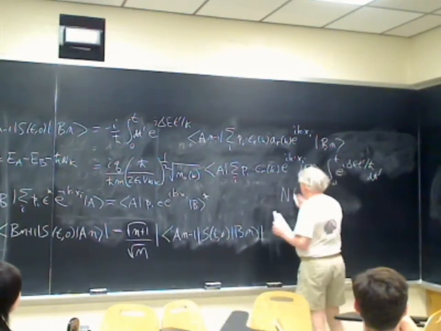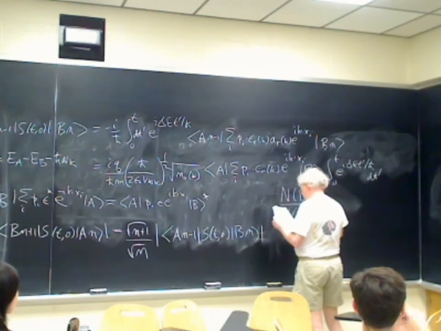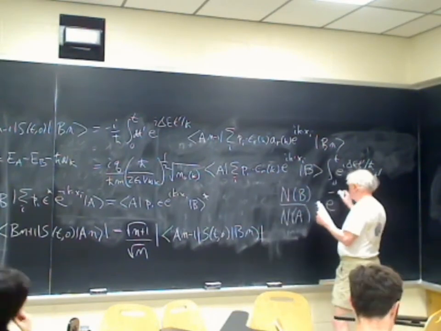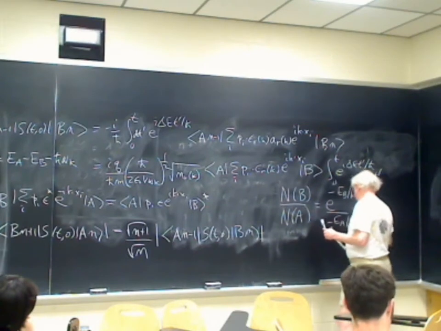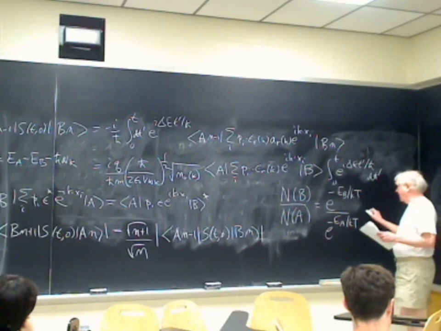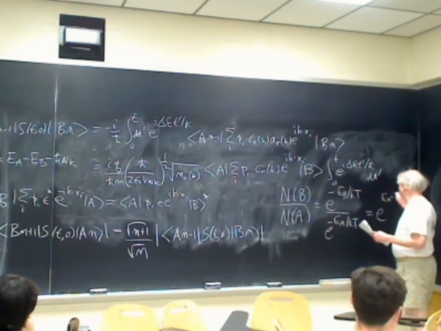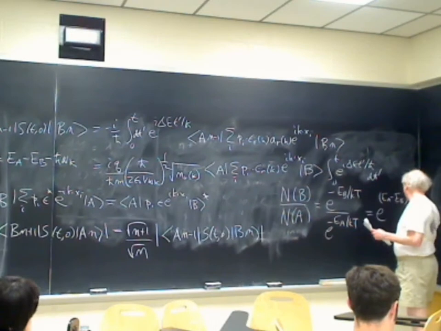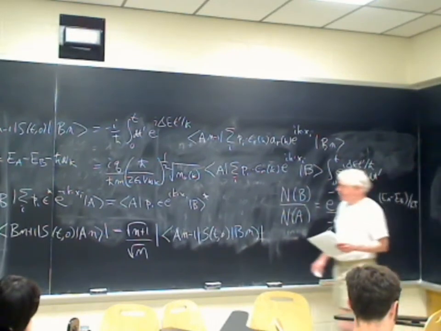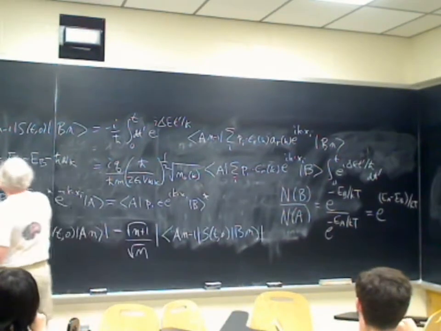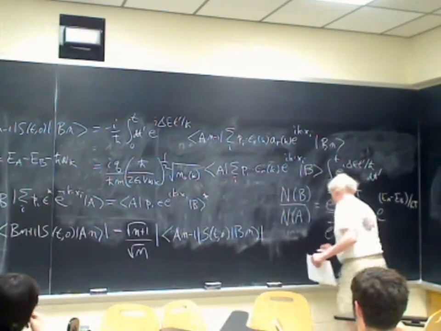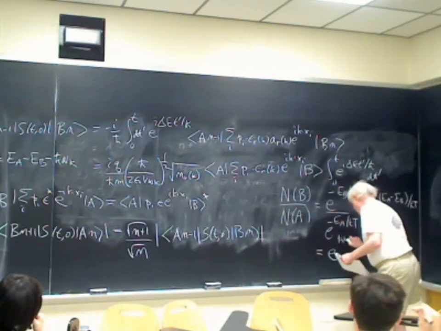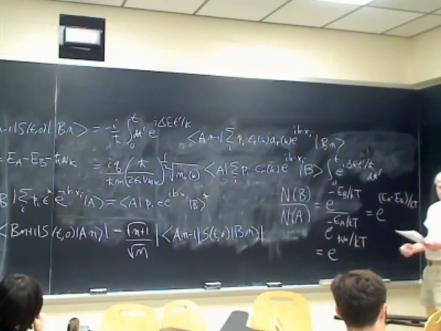So what is N_B, the number of atoms in state B, over the number of atoms in state A? Well, we expect this to be the Boltzmann distribution, e to the minus E_B over kT divided by e to the minus E_A over kT. And this is then e to the (E_A minus E_B) over kT. Now, what is E_A minus E_B? Well, delta E is enforced to be zero in these things, so E_A minus E_B is h bar omega_k. So this ratio is e to the h bar omega over kT. So that's N_B over N_A.